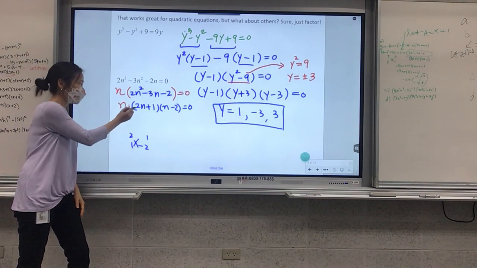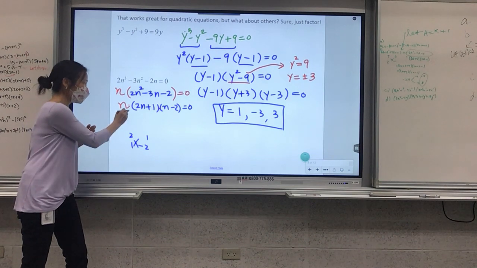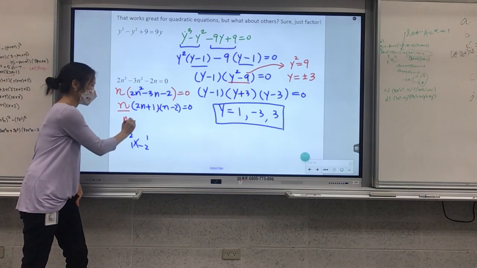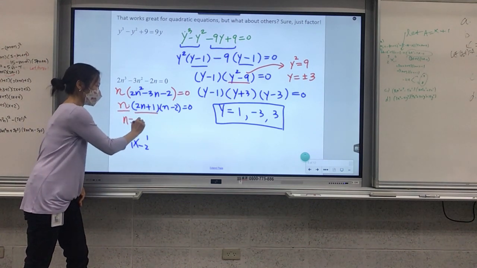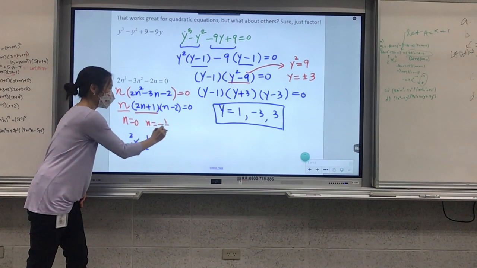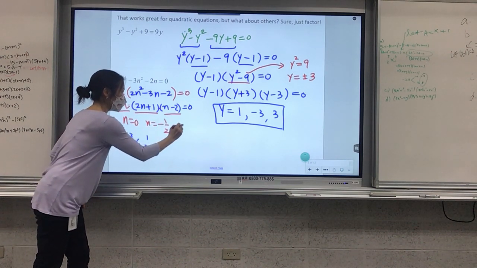So you have 3 factors. n can be 0, or that's 0, n is -1/2, or n is 2.